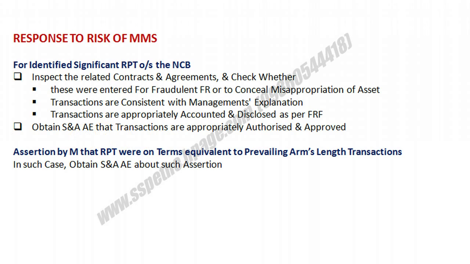Second thing you have to do, obtain the audit evidence that transactions are appropriately authorized and approved within the organizations. The next thing, if management gives assertion that related party transactions were as per the terms equivalent to prevailing arm's length transactions, then in such case obtain the audit evidence about such assertion, whether the facts are true or not.